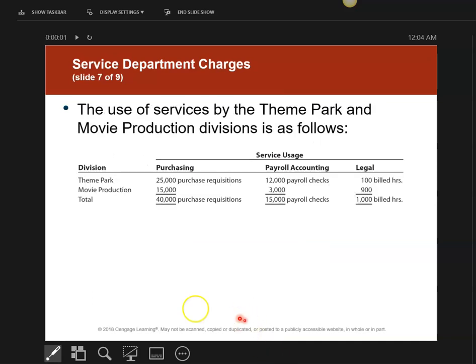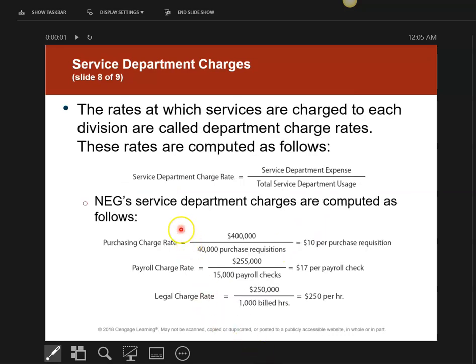Here's an example of my activity bases. Remember, I have the two different divisions here. For purchasing, this division has 25,000, whereas this division only has 15,000 purchase orders. The total is 40,000 purchase orders for the purchasing department. For payroll checks, I add up my total for each division. And here's legal, which is billed hours. On the next slide, we're going to take this information, the total usage associated with the total cost, and use a formula.